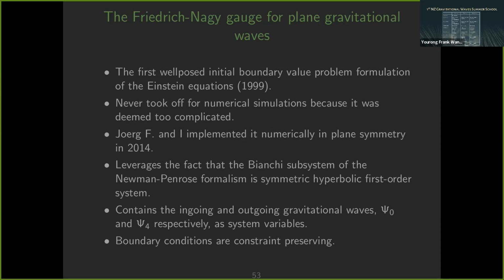So the nice properties of the system come from essentially utilizing the Bianchi subsystem of the Newman-Penrose formalism. You might know that there is this Bianchi identity, whichever number it is, that the covariant derivative of the Riemann tensor is 0 when anti-symmetrized over, I think, the first three indices, including the derivative.